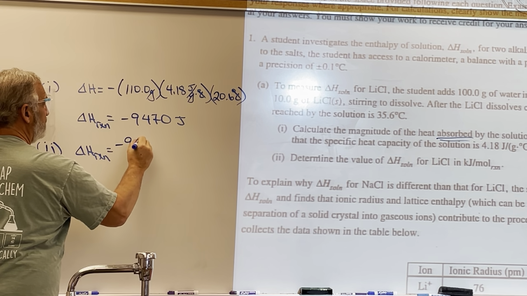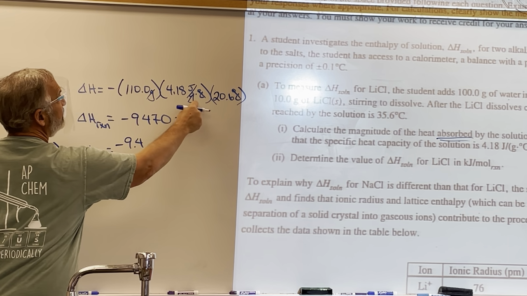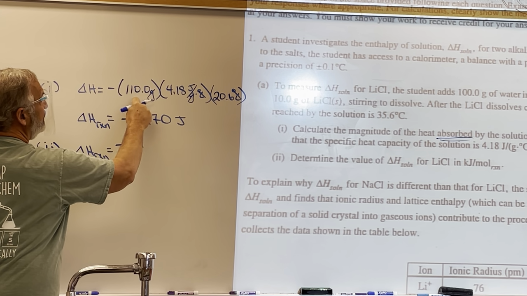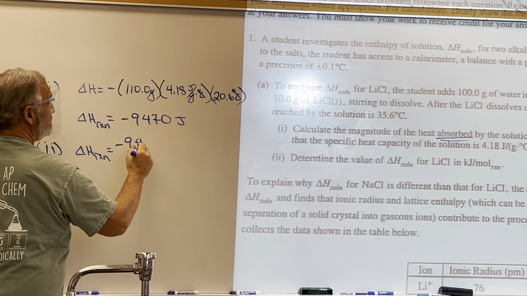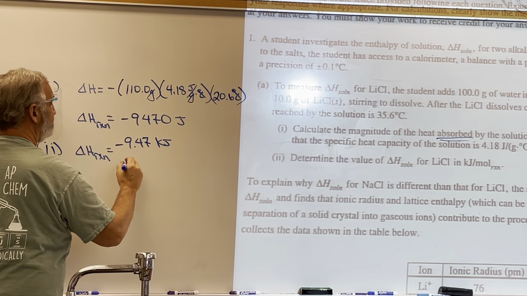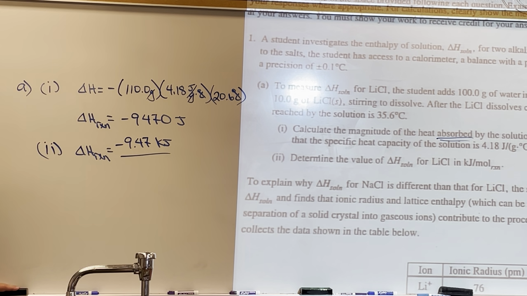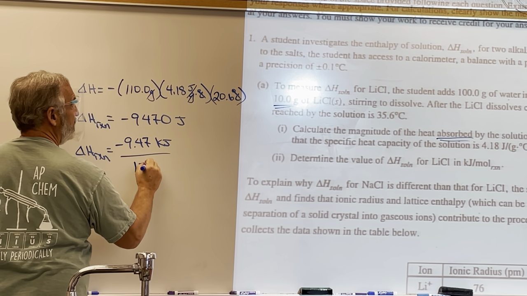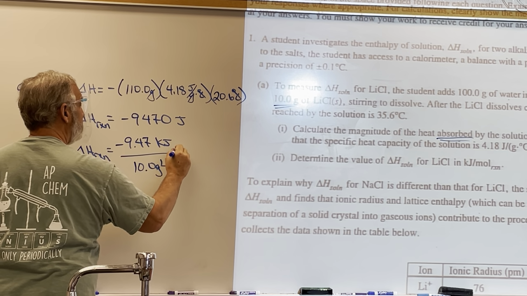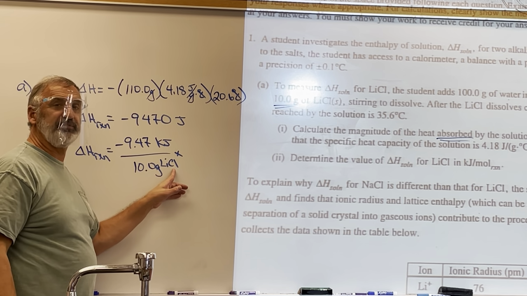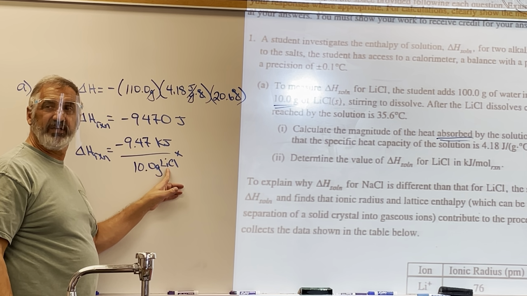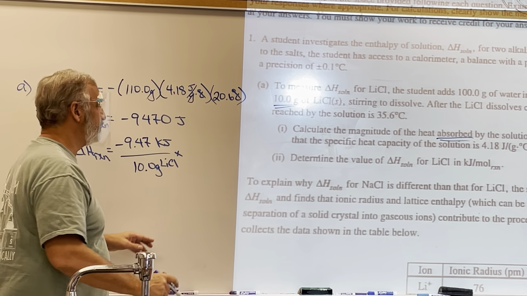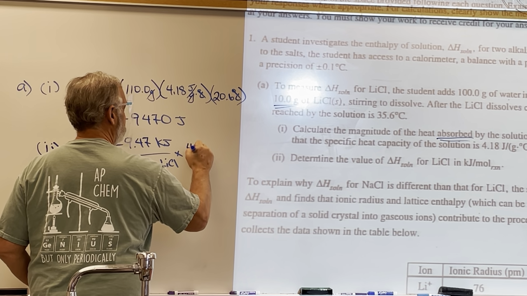9.4, right? If we're going to do 2 sig figs. Well, why would we do 2? We have 4, 3, and 3. Let's say 9.47 kilojoules divided by what? You would use the grams of LiCl that we have, which is 10 grams. And then use the molar mass to go to moles. The molar mass is 35.45 plus 6.93, 42.38, is that what you got? Yeah.